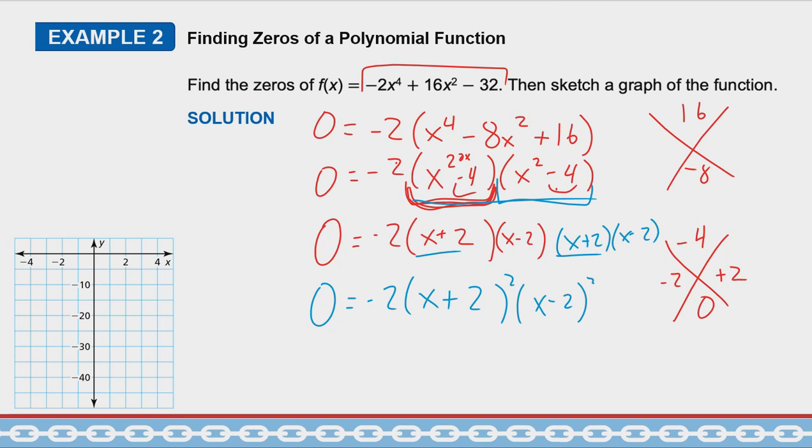These are appearing an even number of times. So these are going to be that situation where it touches the axis but does not cross. So I am going to work to solve x plus 2 equals 0, x minus 2 equals 0. So this would be x equals negative 2, x equals positive 2. Here and here is where I have solutions. If I graph that, these are going to come up and touch, and come down.